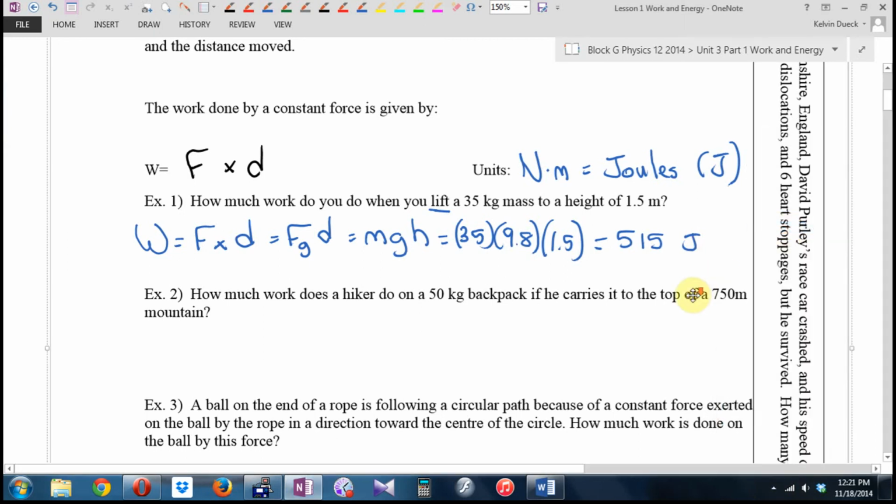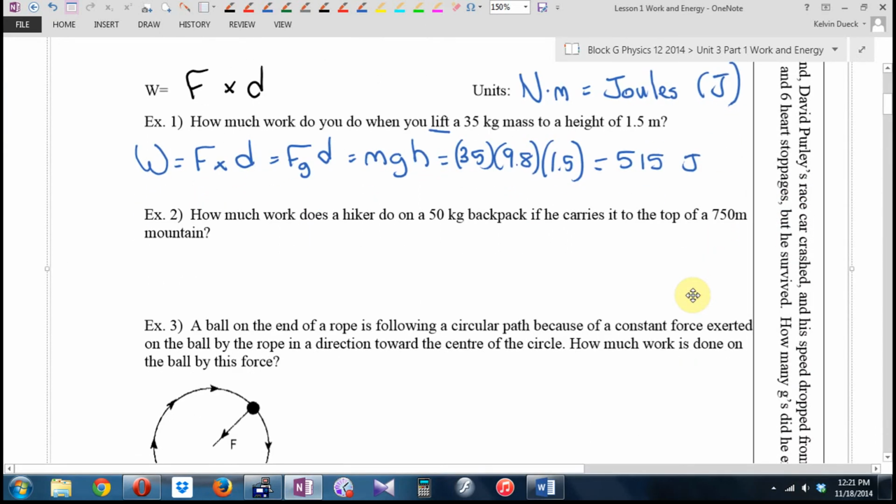How much work does a hiker do on a 50 kilogram backpack if he carries it to the top of a 750 meter mountain? Okay, when you're carrying something up a mountain, which force are you doing work against? It's meant to be real obvious. Gravity. Is gravity in the same direction as the mountain height? Yes. Are we doing work then? Yes.